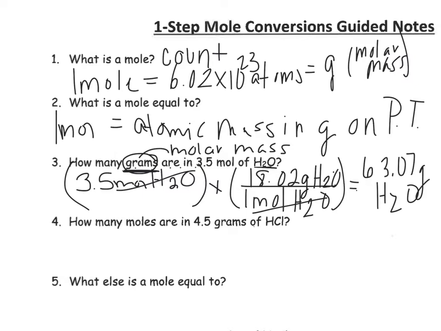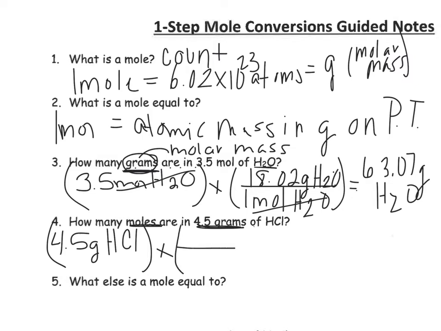All right, it's going the other way. We're on Gram Island, and we want to go to Mole Island. So there are 4.5 grams of hydrochloric acid, and I want to know moles. All right, I'm going to need molar mass. When in doubt, go to Mole Island.